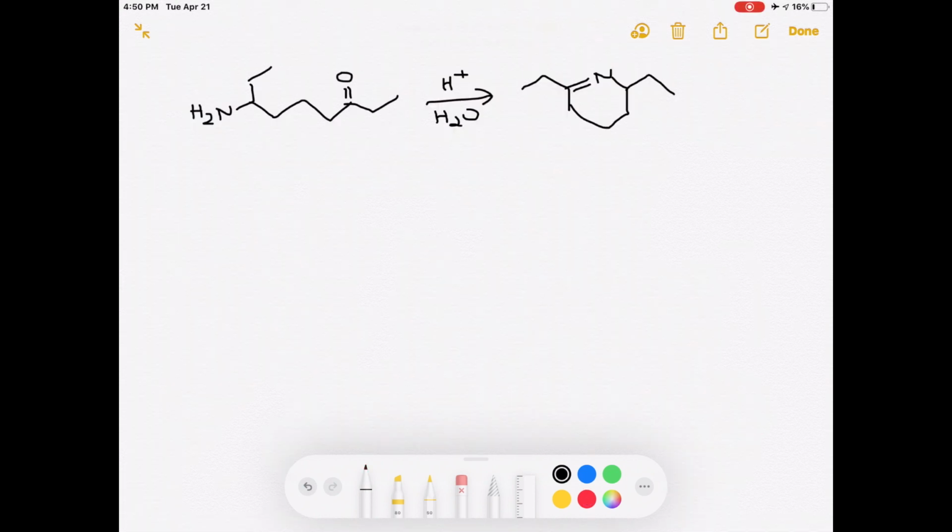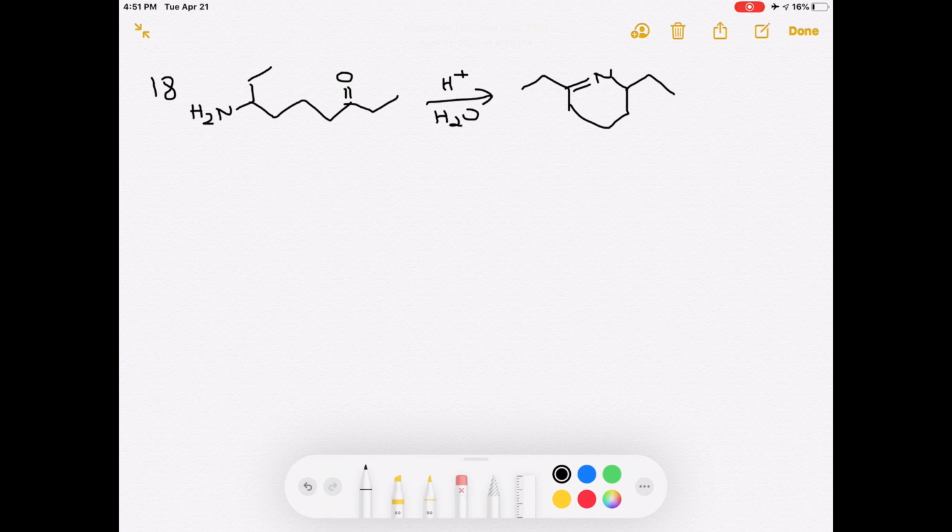So for question 18, we have a reaction again, and we are asked to choose one of the five answer choices as a plausible intermediate for this reaction. So let's work it out.